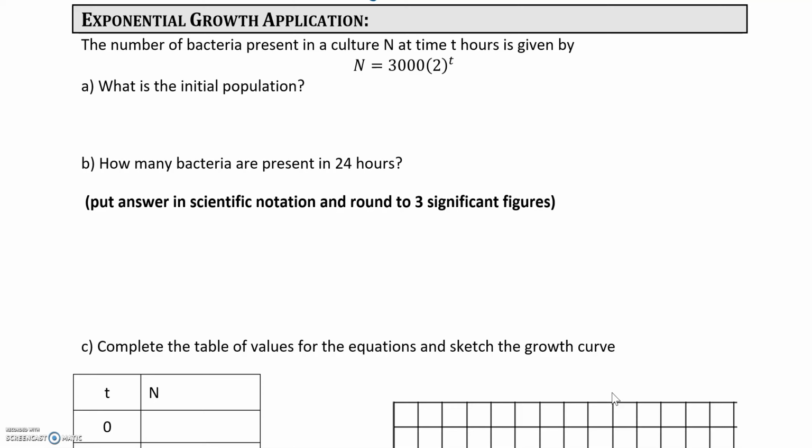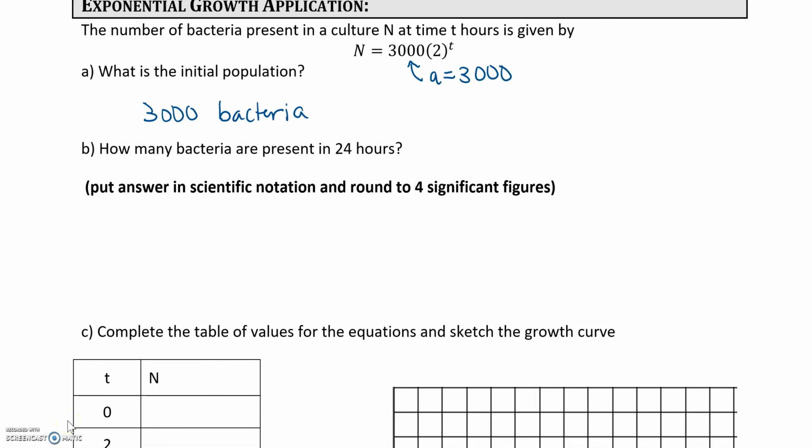If we recall from our general form of an exponential equation, our A value represents the initial value, and A is equal to 3,000. Therefore, the number of bacteria initially present are 3,000.